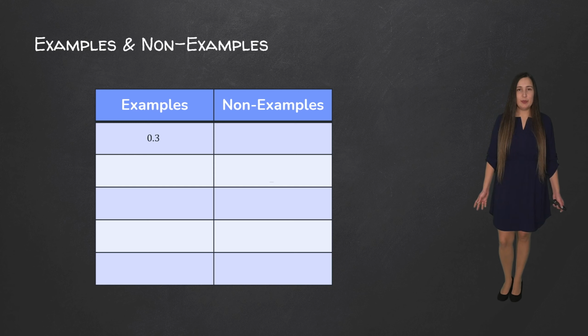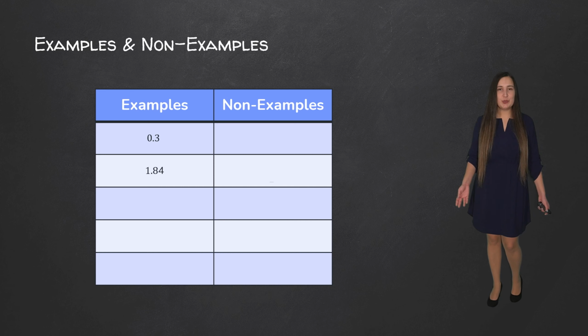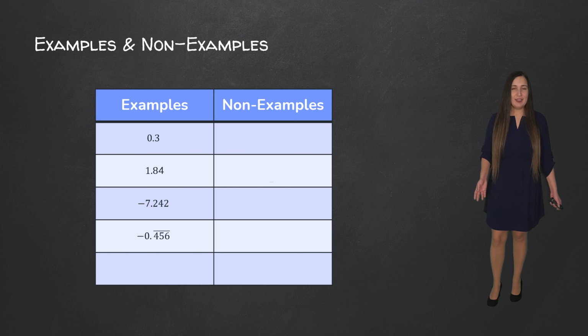Our first example is 0.3, which is read as 3/10. Our second example is 1.84, which is read out as 1 and 84/100. Then we have negative 7.242, which is read out as negative 7 and 242/1000ths.